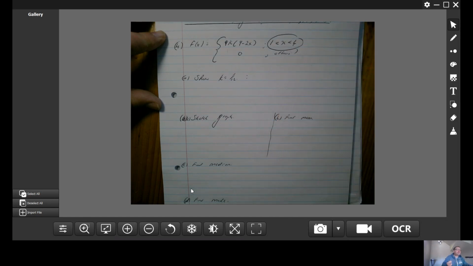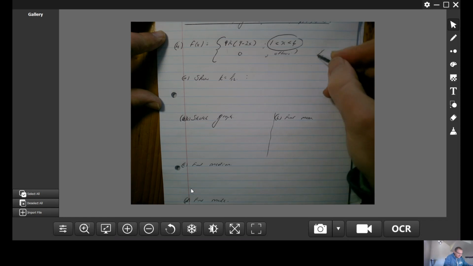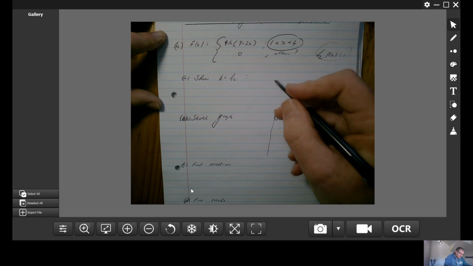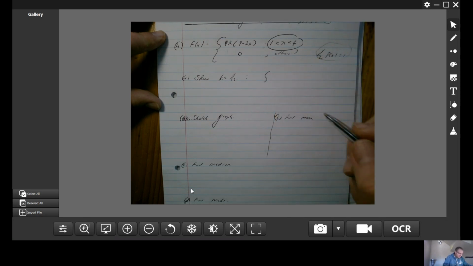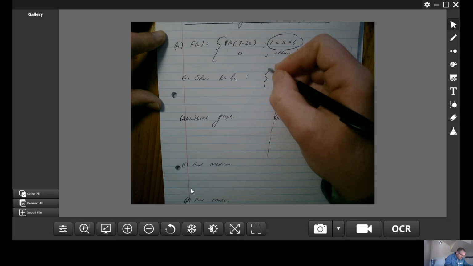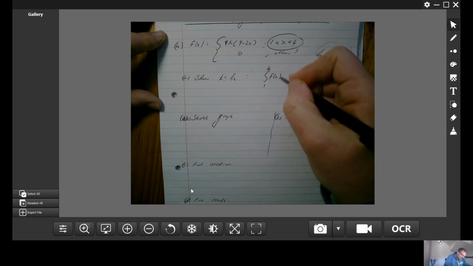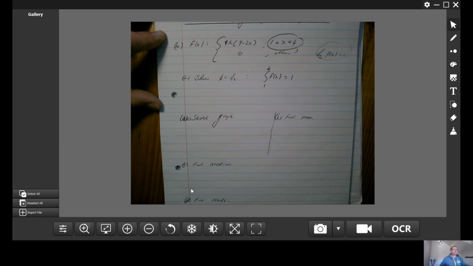So the key idea for finding it, just like it was with probability mass functions, where we said the sum of the probabilities must be equal to 1. Here, the sum we write as an integral. So the integral from 1 to 4 of f of x must be equal to 1. In other words, the probability density must sum up to 1.